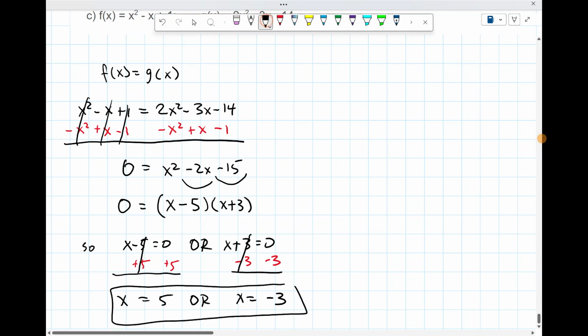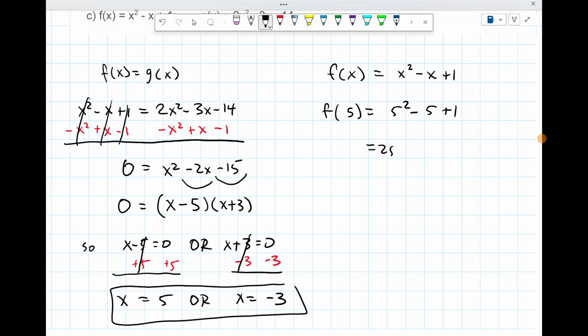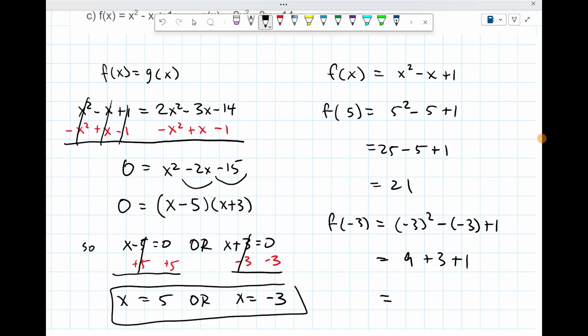All right, again, I want to figure out my points of intersection, so I'm going to choose either f of x or g of x. I think f of x looks easier to plug into, so I'm going to use that. So first let's plug in f of 5. 5 squared minus 5 plus 1, that's going to be 25 minus 5 plus 1. That's going to be 21. And f of negative 3 is going to be negative 3 squared minus negative 3 plus 1. Negative 3 squared is 9. This double negative becomes a positive number, and then this becomes 13.